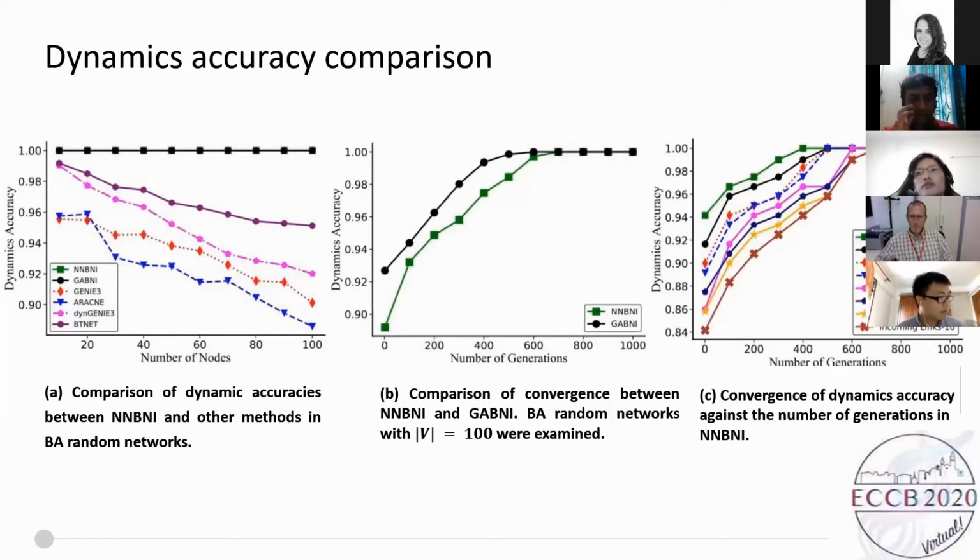This can cause confusion because in the previous slide, the structural accuracy of NNBI is greater than GAPNI. In an effort to discover the reason, we compared the convergence speed between NNBI and GAPNI. In the second figure, GAPNI is faster while NNBI is slower, because GAPNI uses an incomplete Boolean truth table, whereas NNBI uses a complete Boolean truth table.